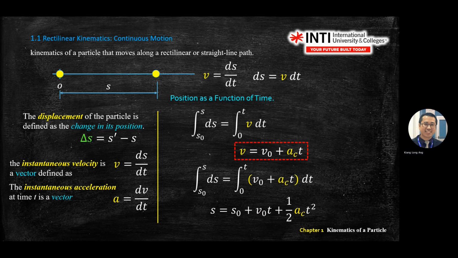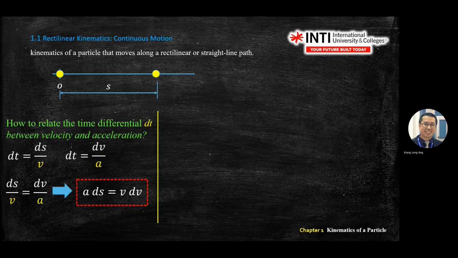Second equation. Sometimes I write this one as delta S, just to memorize. So first equation, second equation. Third equation: recall that just now we have one extra equation to memorize, which is a dS equal to V dV.